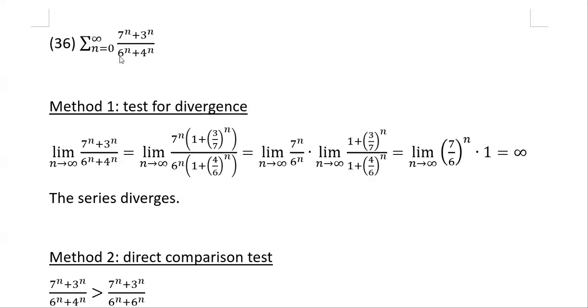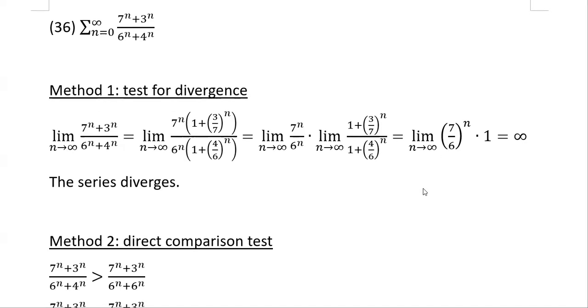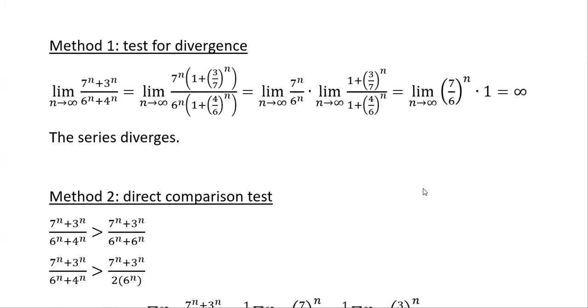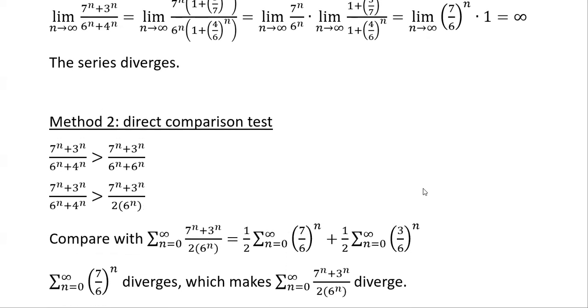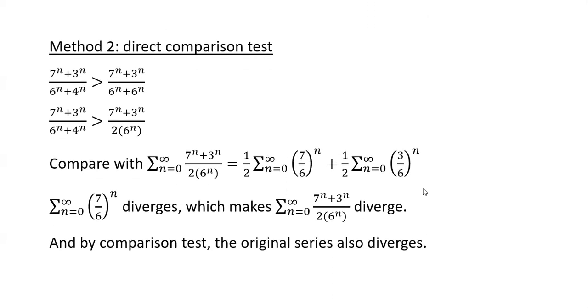And that's what I was explaining. Our intuition is that as n keeps getting bigger, it's going to behave very similarly to 7 over 6 to the n. This is the spirit for both the test for divergence and the limit comparison test for this one. I'll show you the limit comparison test in 37. Or we can just use a direct comparison test. Here's another way to think about it, if you don't want to evaluate that limit.